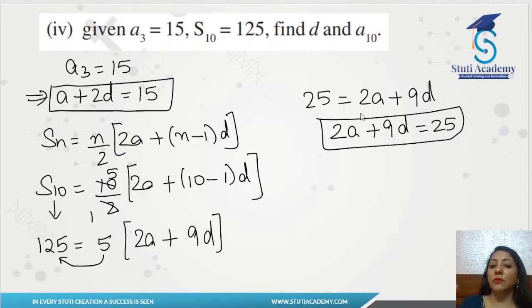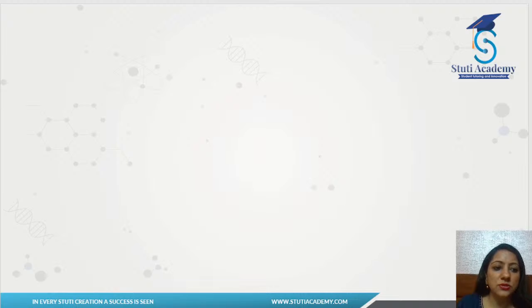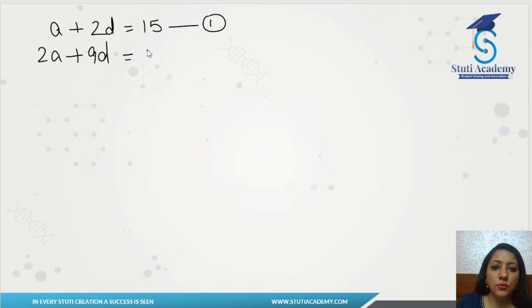As usual means whatever we discussed in the linear equations chapter. We are going to solve by elimination method here. You can also solve using substitution method. That's okay. Whatever you find comfortable. So let us solve this one. I'll just write the equations here. A plus 2D is equal to 15. That's the first equation we got. And then we got 2A plus 9D is equal to 25.